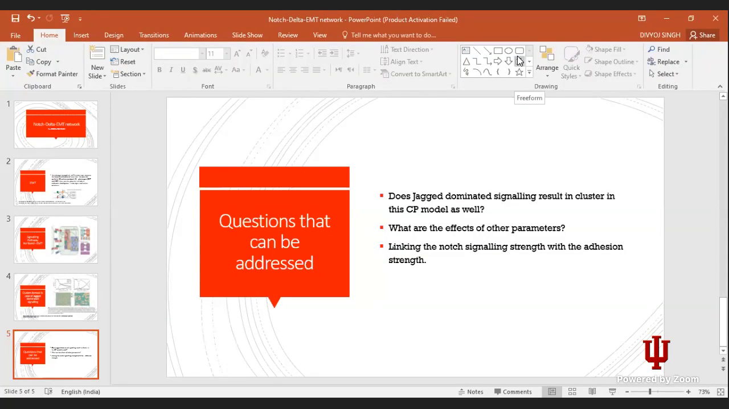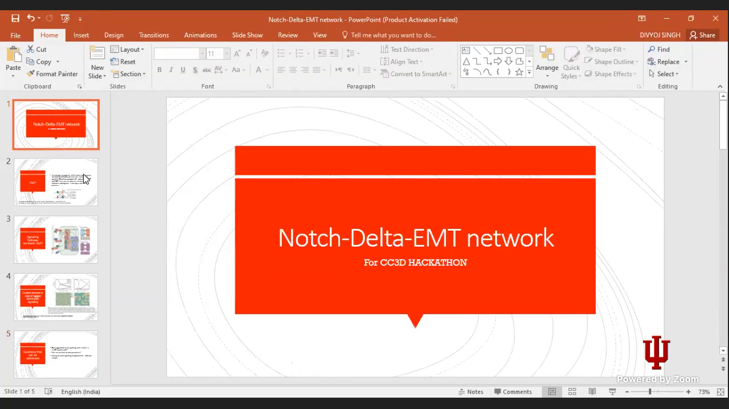Also, we can link the levels of notch with the adhesion strength and everything. So yes, this is what I had. Since it's a very simple model, I think we can do it in 3 days. That's my hope.